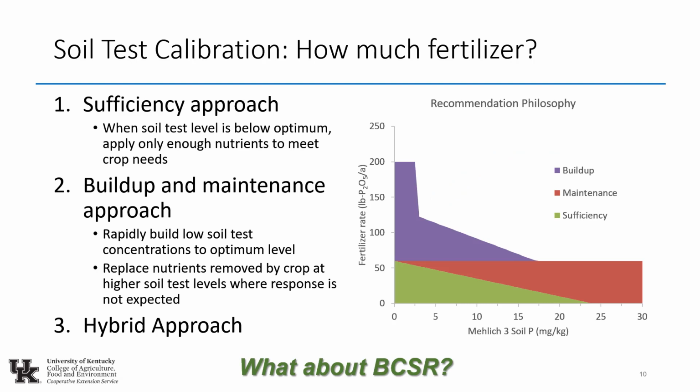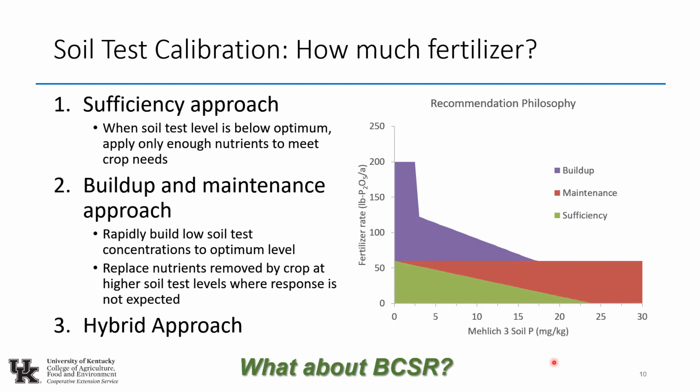So what is soil test philosophy? There are 3 kind of main fertilizer philosophies, really 2: sufficiency, build and maintain, and then the third is a hybrid approach between those two. With sufficiency, we say when soil test level is below the optimum or that critical level, we will only apply the amount of nutrients needed to meet the crop needs. And basically, we're saying only apply the yield maximizing rate. What rate is required to maximize yield?